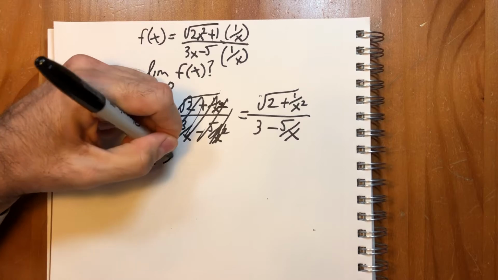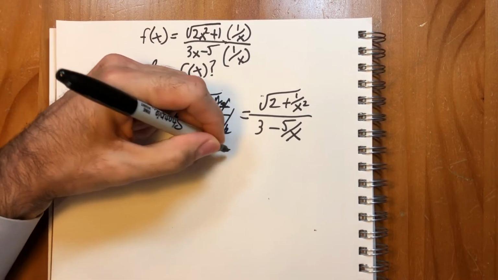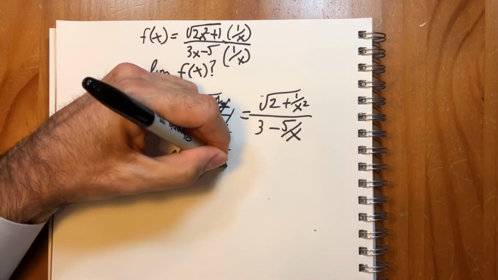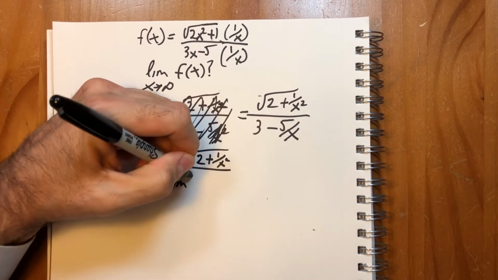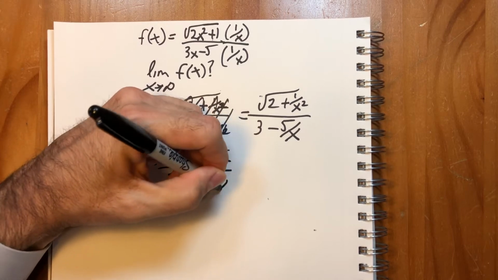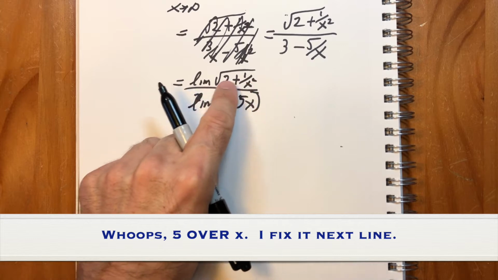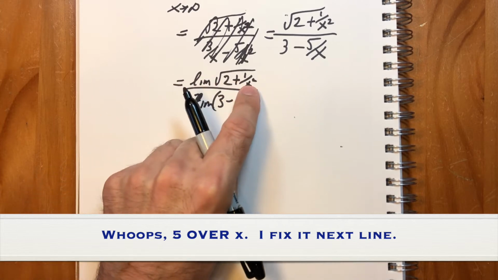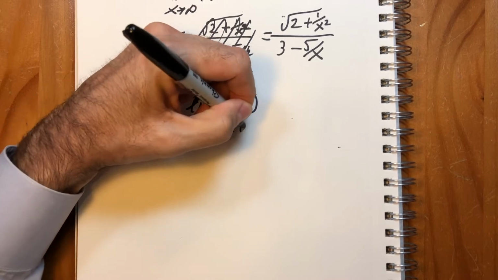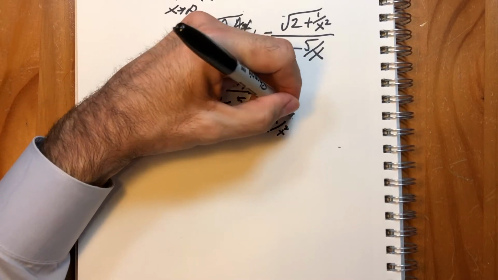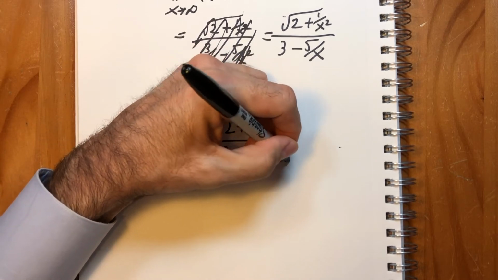So that equals the limit, again as x approaches infinity, of the square root of 2 plus 1 over x squared over the limit of 3 minus 5 over x. Now we can use the root law, then the addition law and the constant multiplier law. So this equals the square root of the limit of 2 plus the limit of 1 over x squared, over the limit of 3 minus 5 times the limit of 1 over x.